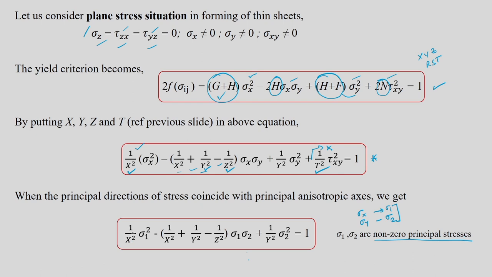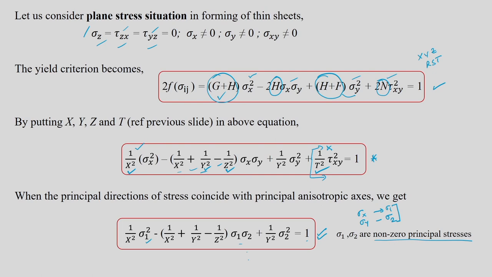So, how do I write? 1 by x square into sigma 1 square minus (1 by x square plus 1 by y square minus 1 by z square) sigma 1 sigma 2 plus 1 by y square sigma 2 square will be equal to 1. And this term goes off. So, this is a much simpler form I have here.